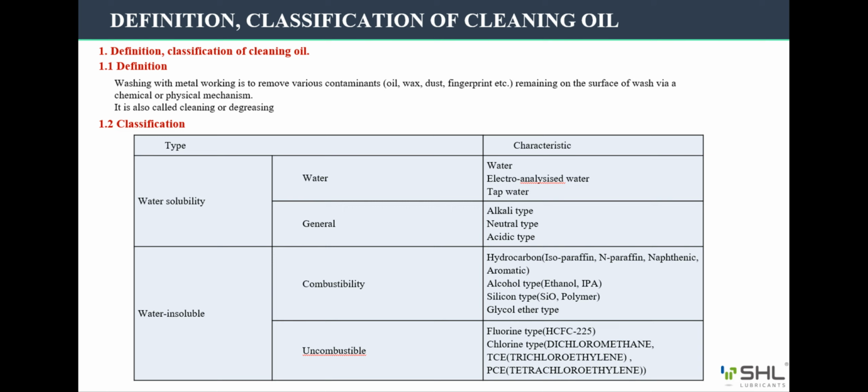In terms of classification, cleaning oil are classified into two types called water soluble and water insoluble. The water soluble type can be divided into water type and general type. For water type, divided into electrolysis water and tap water. For the general type, it is alkaline or neutral or acidic. As for the water insoluble type, it is divided into two types, combustible and uncombustible. As for the combustible type, it has properties that are hydrocarbons, alcohols or silicon type. As for the uncombustible type, it has types such as chlorine type, fluorine type.